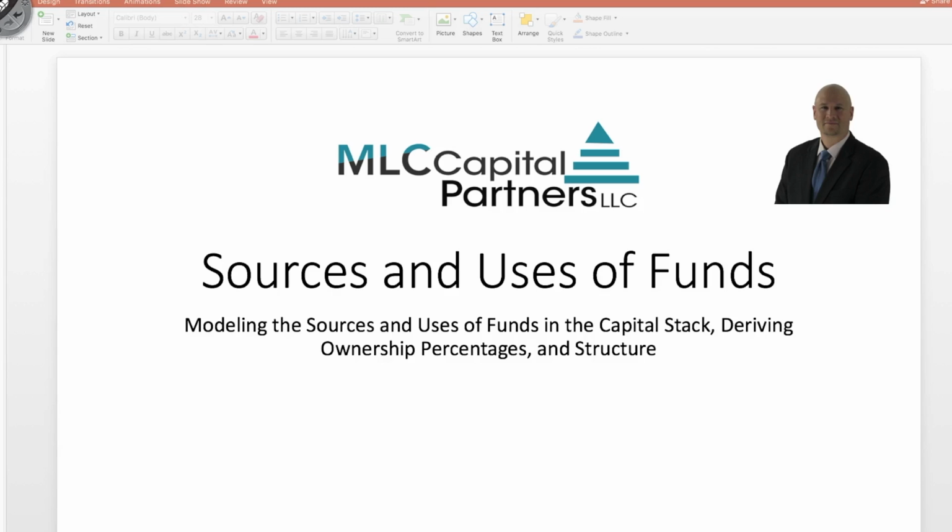Learn what a sources and uses table is, how to make one for your investment ideas, and why it is so important to make one before approaching lenders, equity investors, and even general partners.